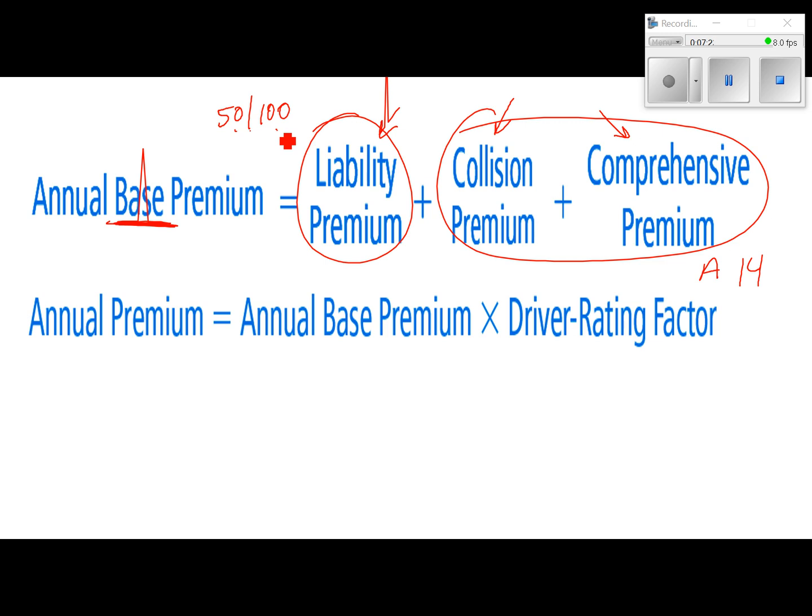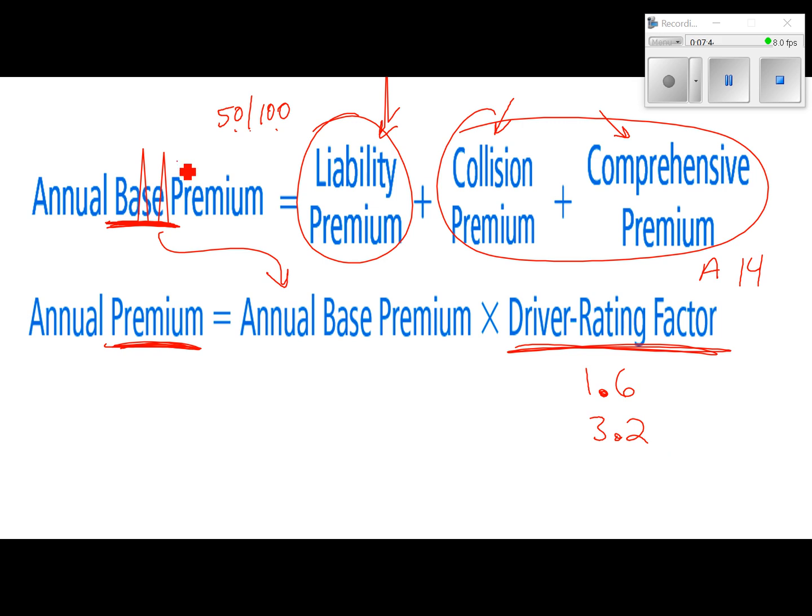Then remember, that's your base. That's just the base. The premium itself, what you actually pay, is that answer times your driver rating. The driver rating was something like 1.6 or 3.2 or whatever it happened to be. You multiply that and that'll give you the whole thing.